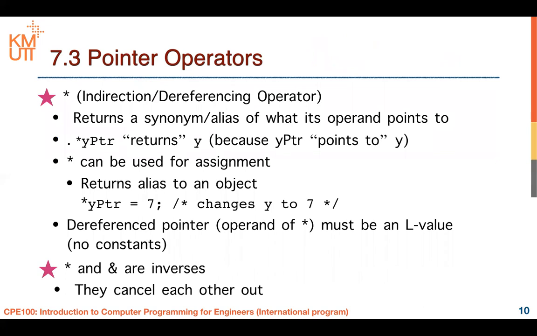Okay, this is a pointer operator because we have two operators for pointer. The first one is star or asterisk, and the other one is ampersand. Asterisk and ampersand. Suppose you have Y pointer. This is the indirection or dereferencing operator, the star sign. The star sign will return a synonym or alias of what its operand points to.